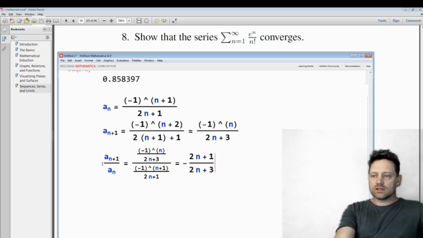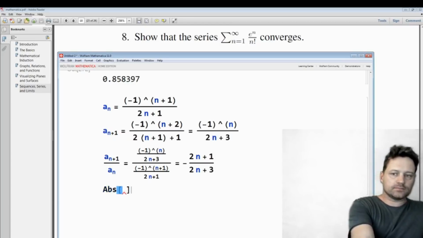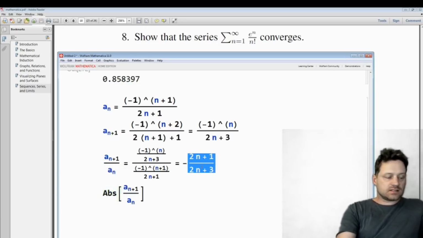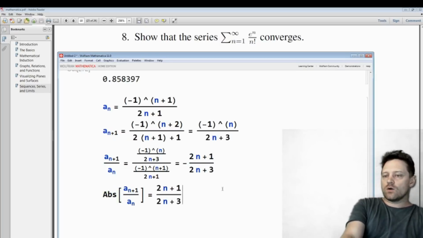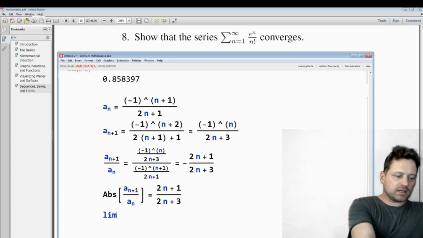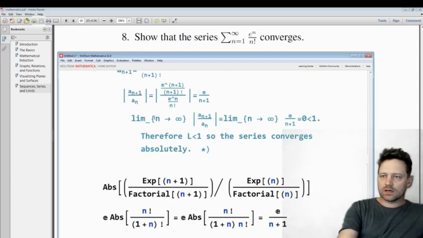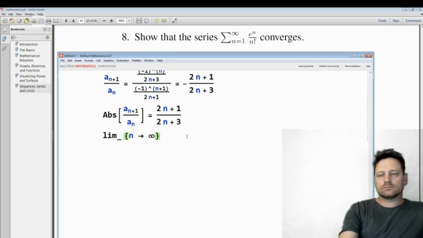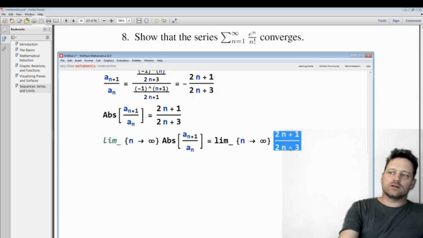Now, the absolute value of this ratio, I'll just write ABS for absolute value. The absolute value of this is just the positive one. Now, we are interested in the limit as n goes to infinity. Scroll down. The limit as n goes to infinity of this is equal to the limit as n goes to infinity of this little fraction here.